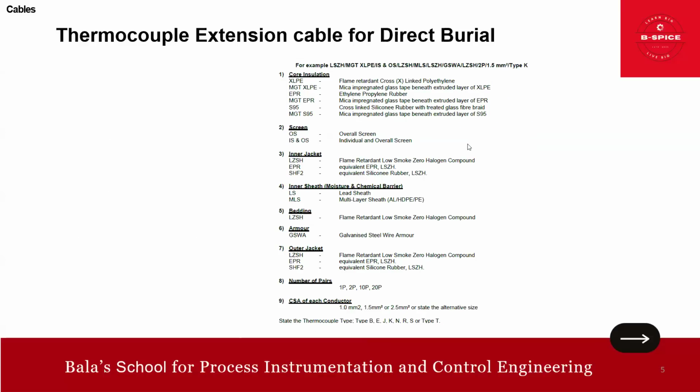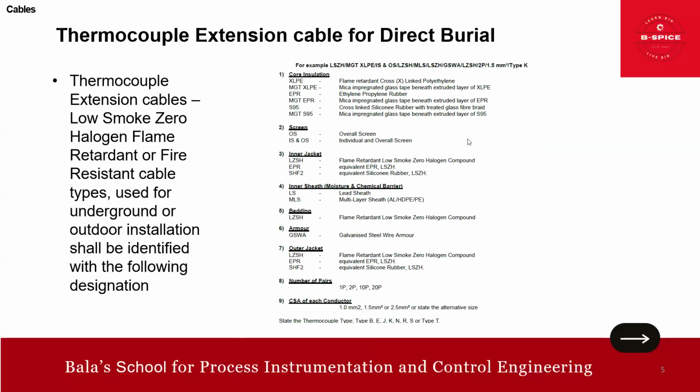Then we have a thermocouple cable for direct burial, that is underground. The designation is also the same, actually: core insulation, there's not much difference. XLPE, MGT, XLPE, EPR. Friends, remember we will be using only one of the codes; I just gave the types available here. Then the screen is also like this: OS, IS and OS. Then for the inner jacket, we have options here.